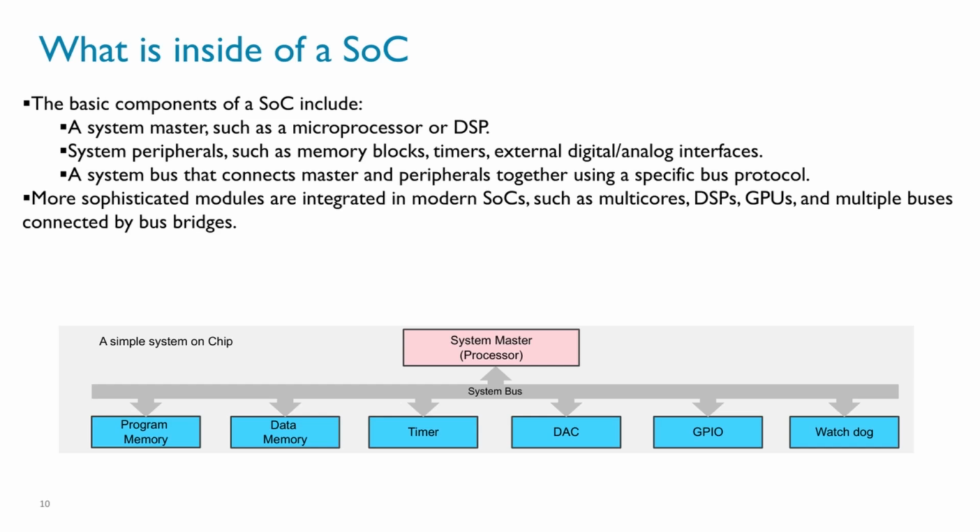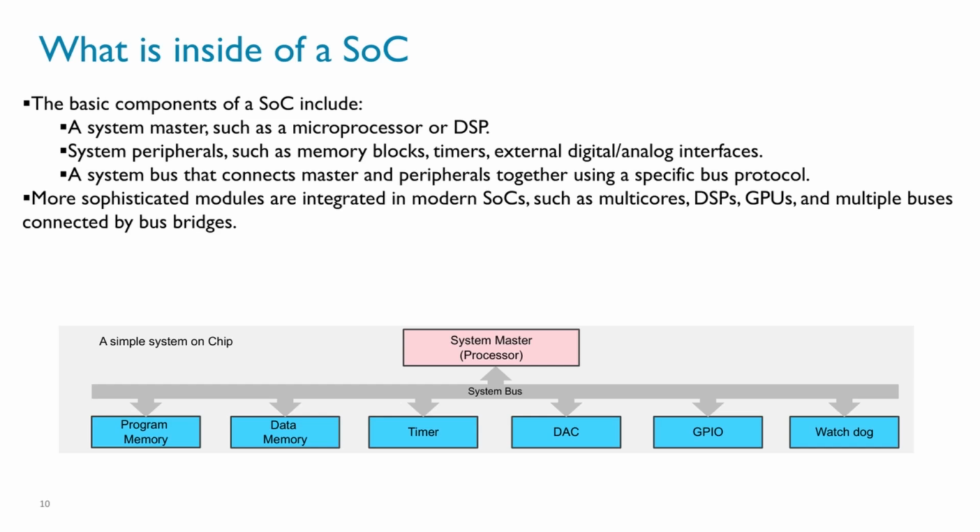And third, how do the master and peripherals talk to each other? That's where the system bus comes in. You can imagine the bus as the nervous system or the highway system of the chip. It's a set of wires that connects all the components, allowing the system master to send commands and data to the peripherals and for the peripherals to send data back.